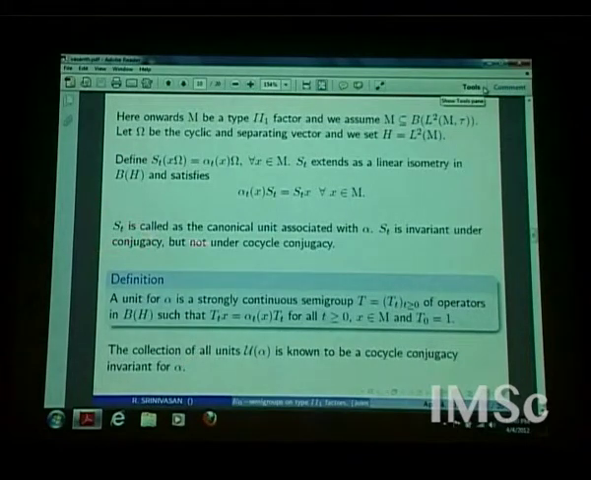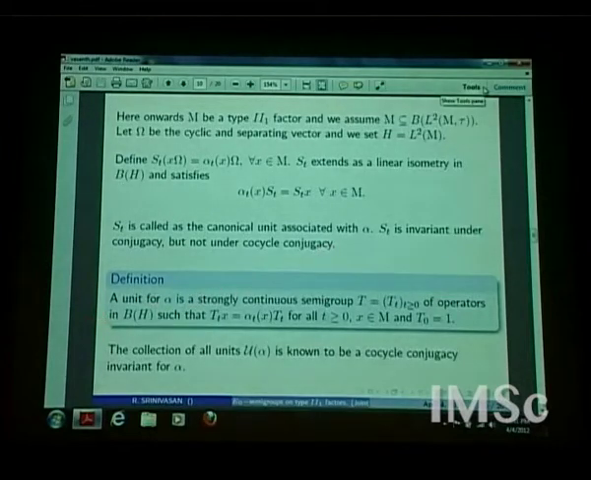This particular unit is special because it is defined using this representation. We call it the canonical unit, or the vacuum unit, associated with this α. S_t is invariant under conjugacy, but it need not be invariant under cocycle conjugacy. So S_t is a unit, and there may be other units.